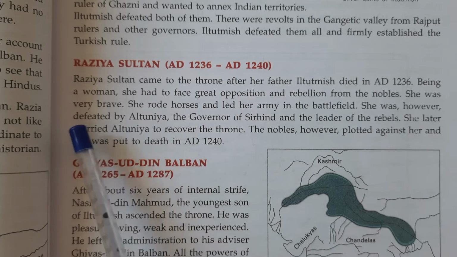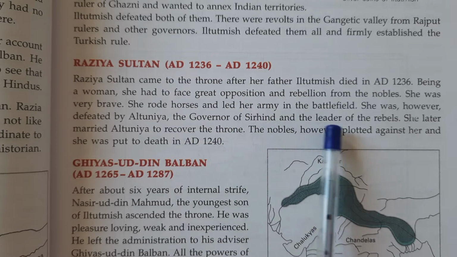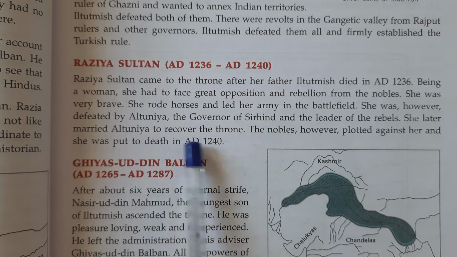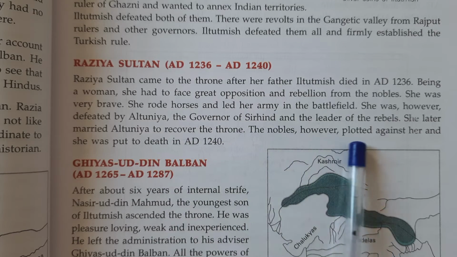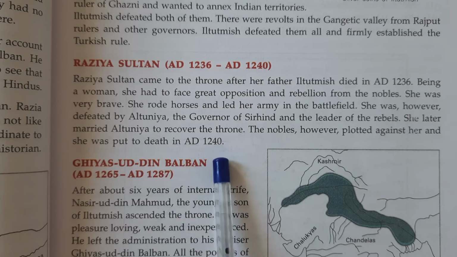She was, however, defeated by Altunia, the governor of Sirhind and the leader of the rebels. She later married Altunia to recover the throne. The nobles, however, plotted against her and she was put to death in AD 1240.